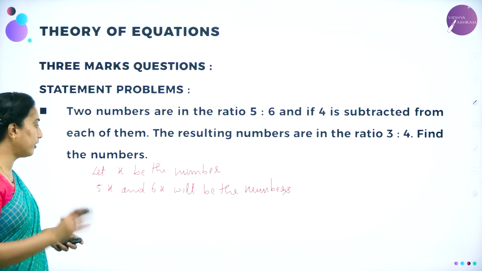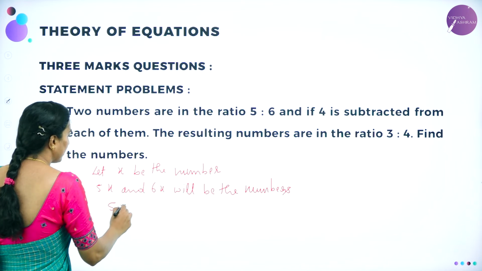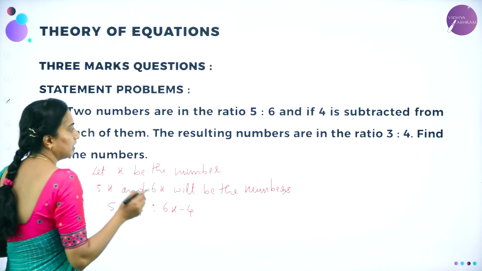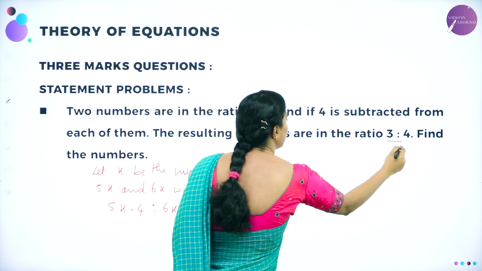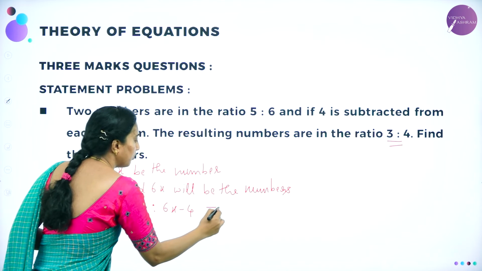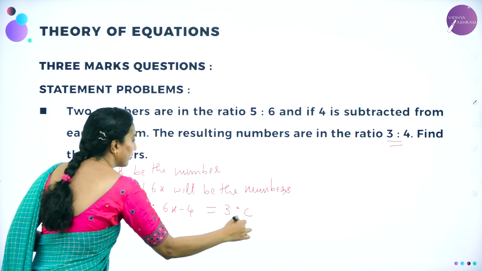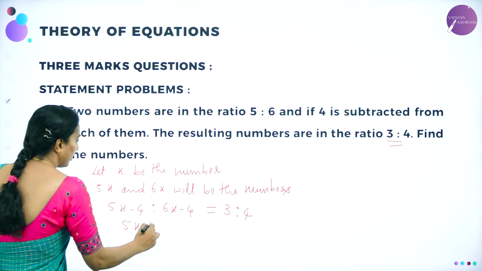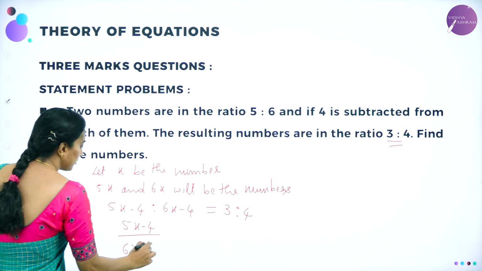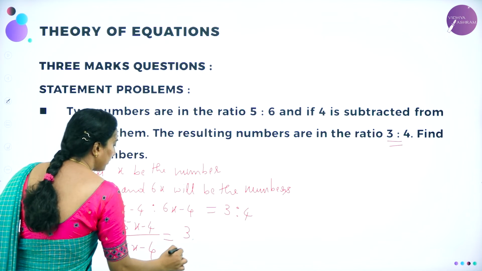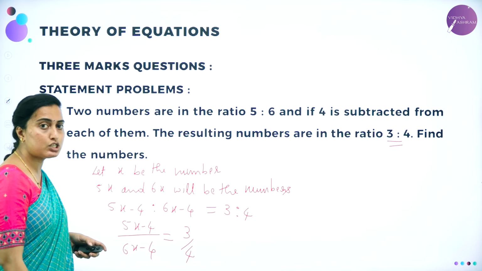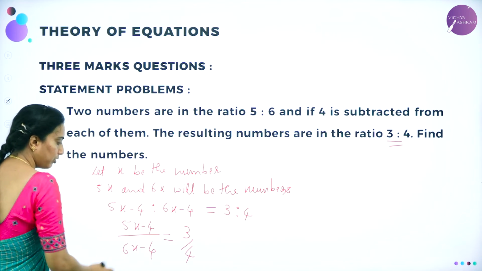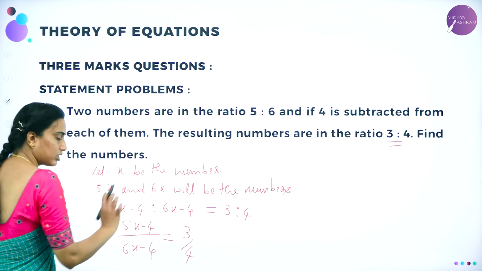If 4 is subtracted from each of them, that is 5x minus 4 is to 6x minus 4, and the resulting numbers are in the ratio 3:4. So I can take this as (5x minus 4) divided by (6x minus 4) is equal to 3/4. I hope you got this one. Now I am going to cross multiply.